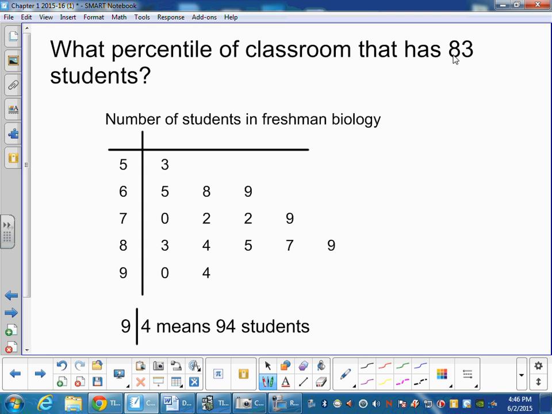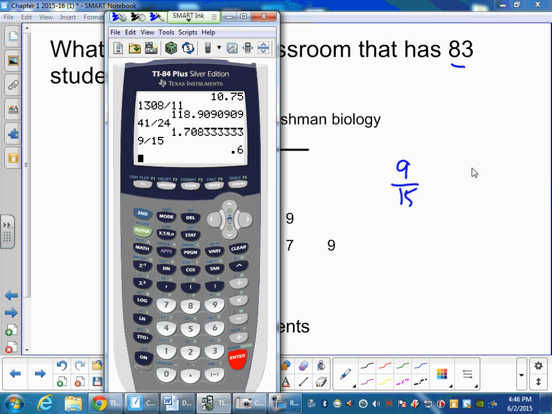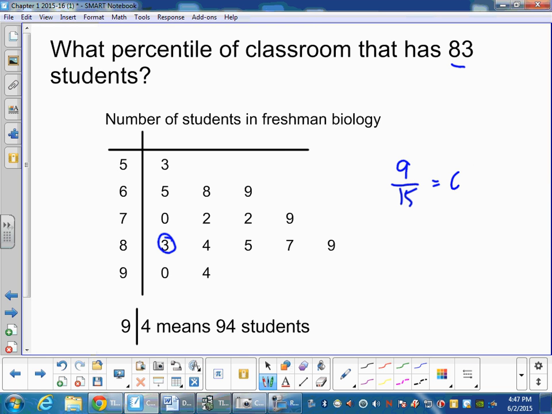Now if I want to find what percentile of the classroom has 83 students, 83 is right here, and the definition of percentile said how many data points are at or below. So at or below, that's 1, 2, 3, 4, 5, 6, 7, 8, 9. So 9 out of how many data points there are? 10, 11, 12, 13, 14, 15. So 9 out of 15. If I find this percent, that's 60%. So this value is the 60th percentile.